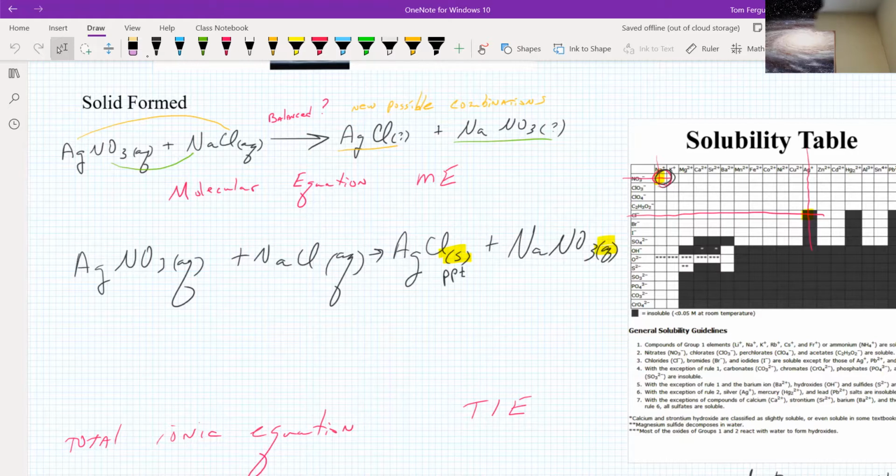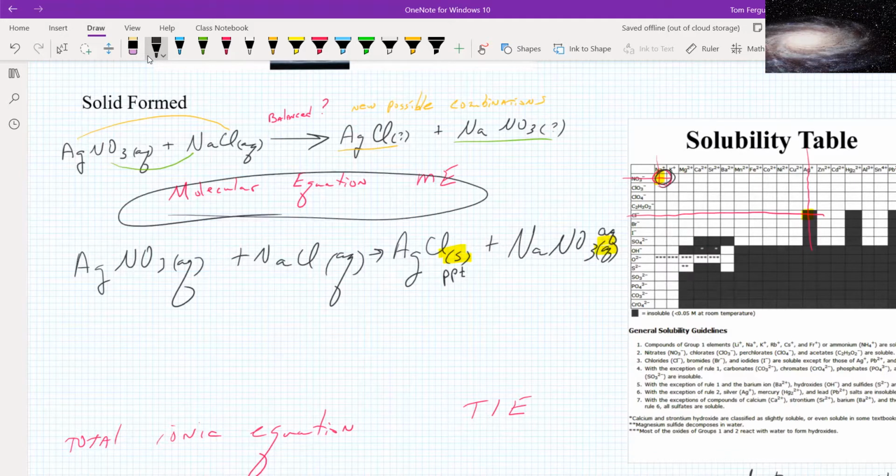It looks like a Q, but it's AQ. AQ stands for aqueous. That means the water has taken apart the molecule. And then of course, is it balanced? Yes, balanced. Okay. So this is considered the molecular equation. That means everything is in molecules. The total ionic equation is we break everything apart into individual ions.